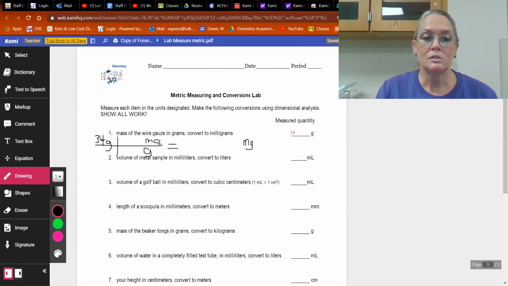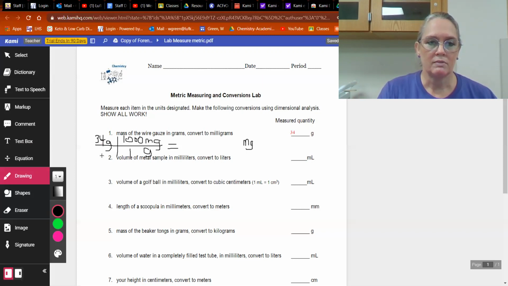Well, what makes those two things equal? Whatever your answer is supposed to be should go on the top. Whatever unit you start with should go on the bottom. And what makes those equal? In this case, these are metrics. They're very easy. Which one is the biggest one? The biggest one is grams. So put a 1 by the biggest one. So how many milligrams are in 1 gram? You look at your list, or you already have that memorized, I hope. There are 1,000 milligrams in 1 gram.